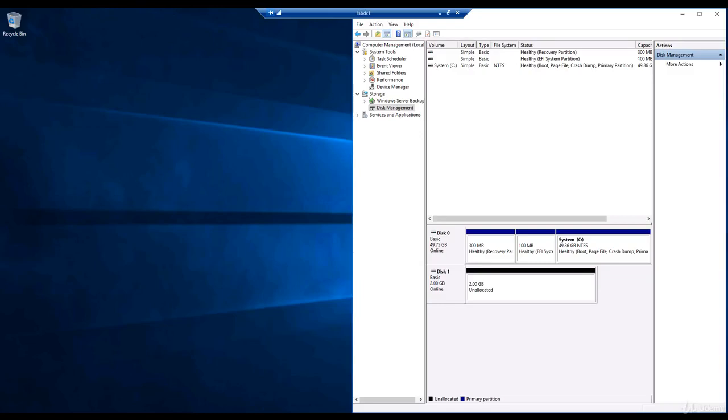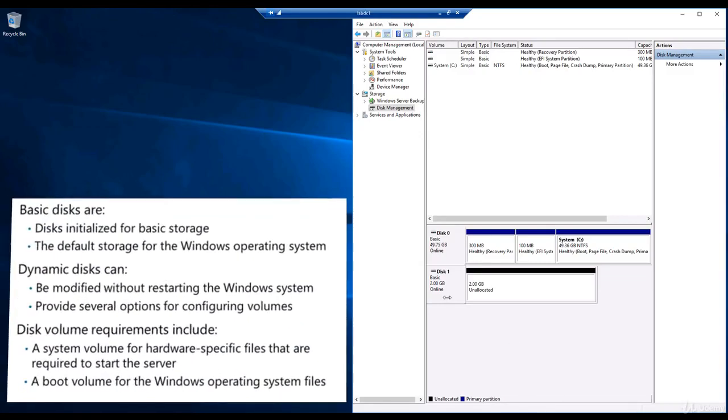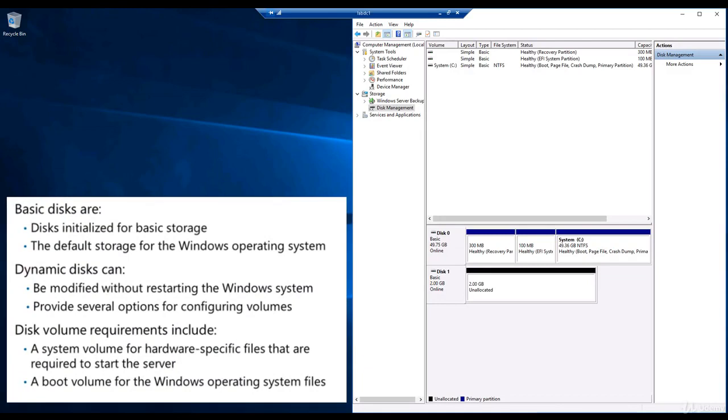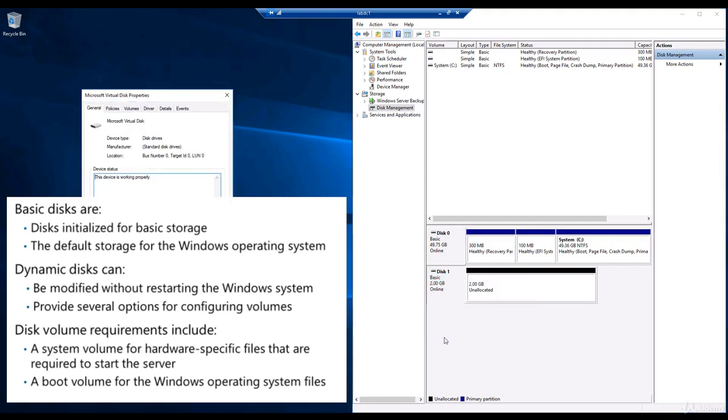In this lesson, we'll talk about selecting a disk type. When selecting a type of disk for use in Windows Server 2016, you can choose between basic and dynamic disks. Basic disk. Basic storage uses partition tables that are used by all versions of the Windows operating system.